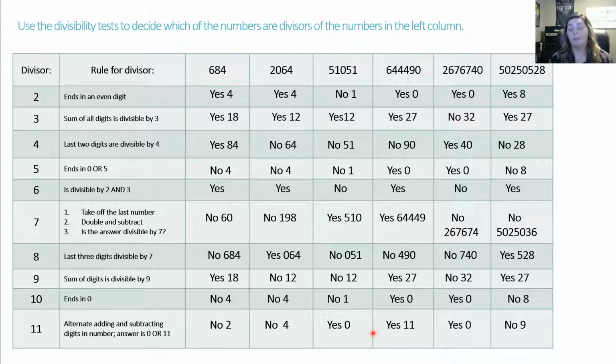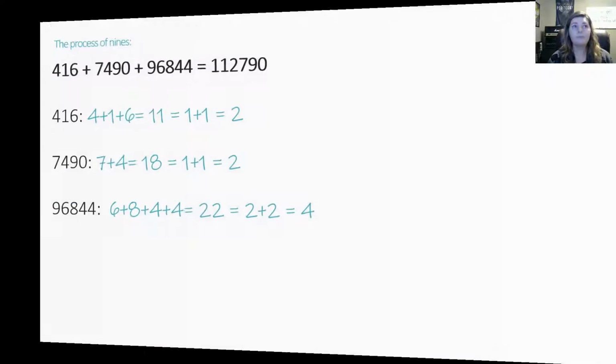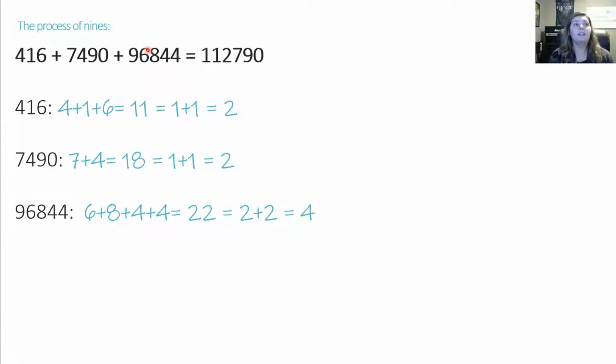Moving along though, we're going to see here the process of nines. We could also call this the casting of nines, because what we're actually going to do is cast out the nines. So what that means is we're just going to take, for instance, 416, which does not have a 9 in the equation. So there's nothing to cast out.